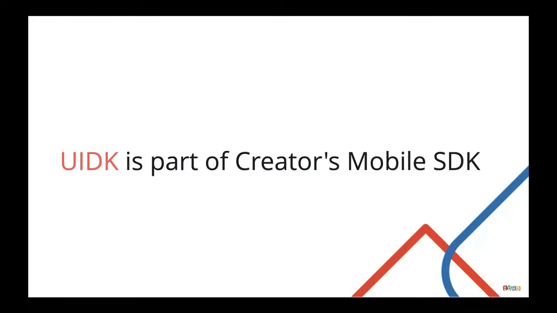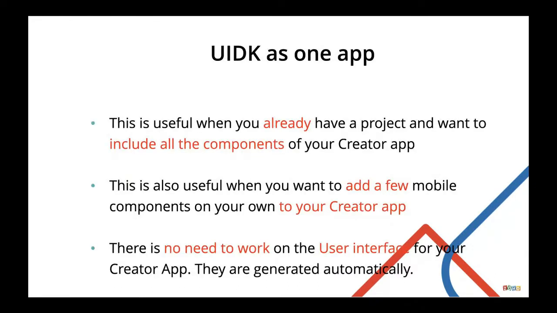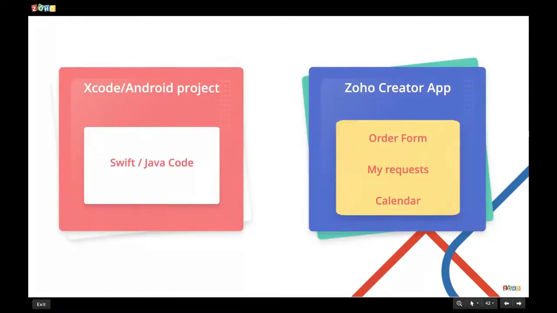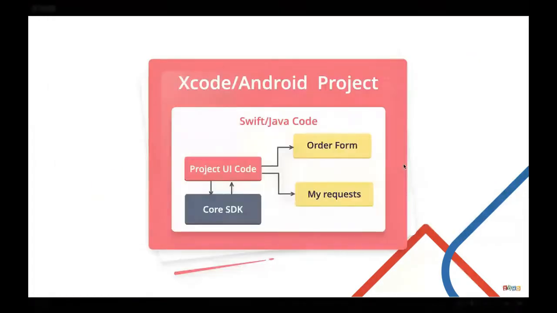And the last approach would be this, where some part of it you have, say, order form, request form, calendar. So these are different components in creator, and I don't want to use all. I don't want to take the entire app and put it inside as you saw in the second approach. I just want to use only some of it.